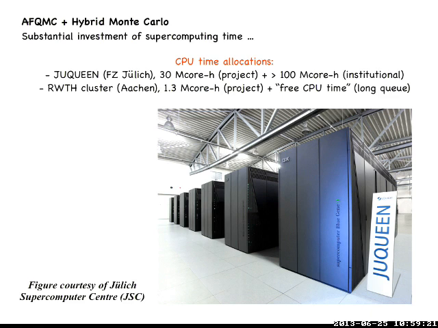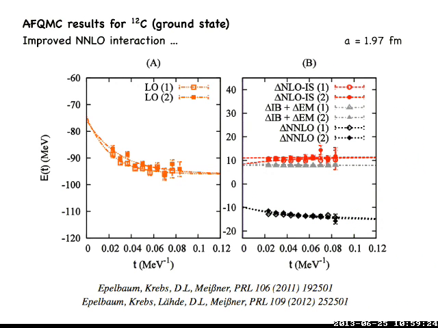Then some of the results that we have gotten so far. This here is a calculation of the ground state of carbon with this improved next-to-leading-order interaction. This here is the lattice spacing that was used, so it's about 2 fermi. Here is the calculation at leading order.